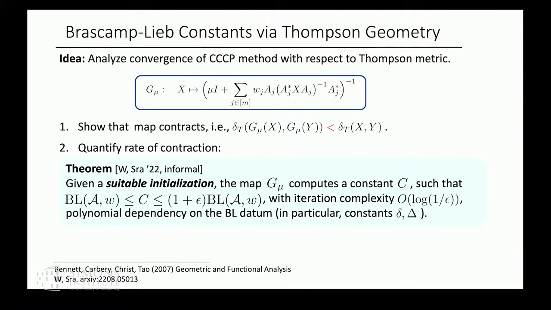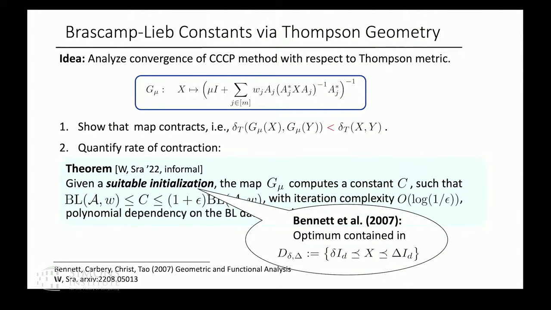But unfortunately, there's one caveat, so this does not solve the general conjecture, because this is only subject to suitable initialization. So we know from a paper by Bennett, Carbery, Christ, and Tao that there's an upper and lower bound for the optimum at which the Brascamp-Lieb constant is attained. Those upper and lower bounds depend on two constants, little delta and capital delta. And while we know that those constants exist, we currently don't know how to efficiently compute those constants. So this is not a constructive proof. And we also don't know if it can be done efficiently. So that is the open problem in this setting.